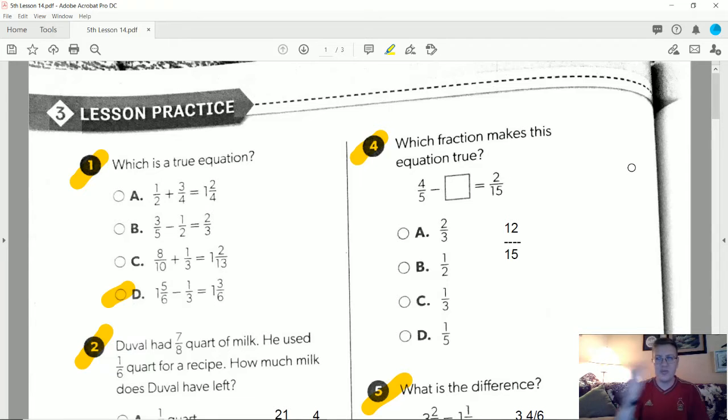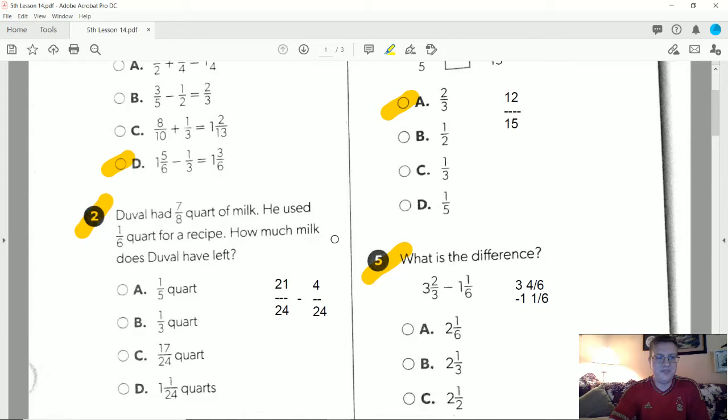Let's go across to number 4. 4/5 minus what makes the fraction true? If I change the 4/5 to 12 parts over 15 and then figure out what I need to subtract to get 2/15, my answer would be 10/15. And when I reduce that, it would come out to be letter A.